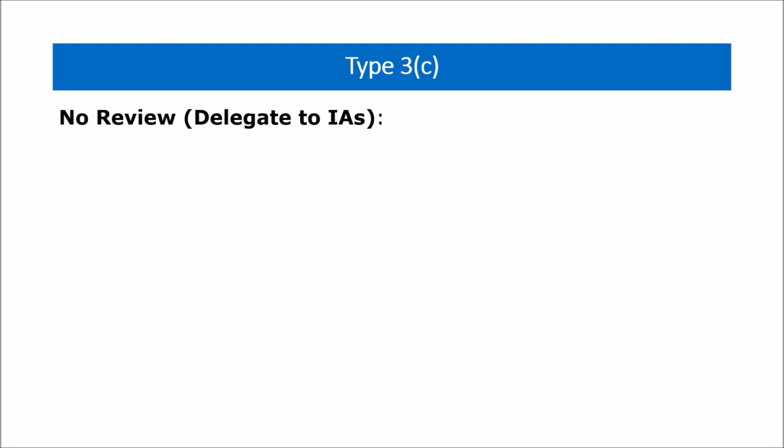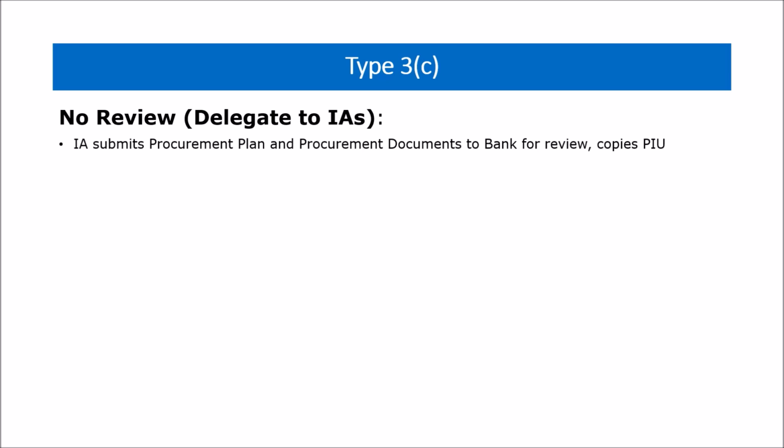Type 3C. No review, delegated to implementing agencies. If the central agency delegates the above-mentioned roles to implementing agencies, the agencies will send procurement plan and procurement documents directly to the bank and copy the central agency. The bank will review and send the response to individual agencies, copying the central agency.